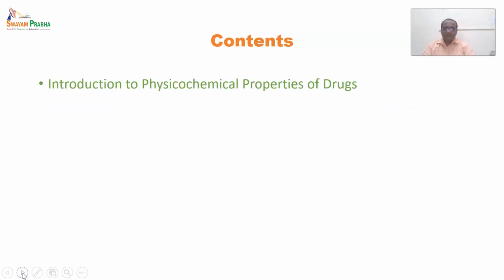So let's see the contents of today's lecture. Introduction to physicochemical properties of drug. After that, we will be looking towards the concept of pharmacokinetics and bioavailability. So these concepts are related with physicochemical properties of drug. It does not directly deal with physicochemical properties, but they are interrelated. So firstly, we should know the meaning of pharmacokinetics and bioavailability.